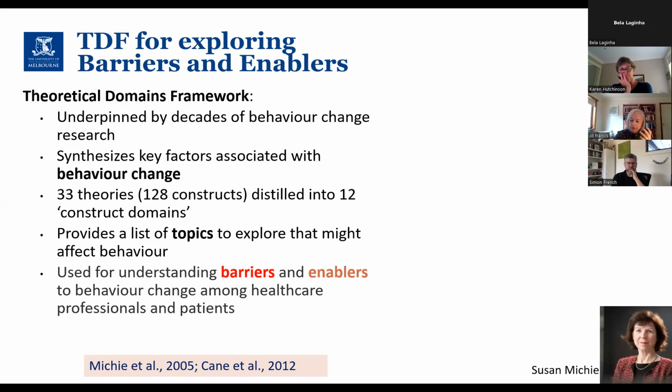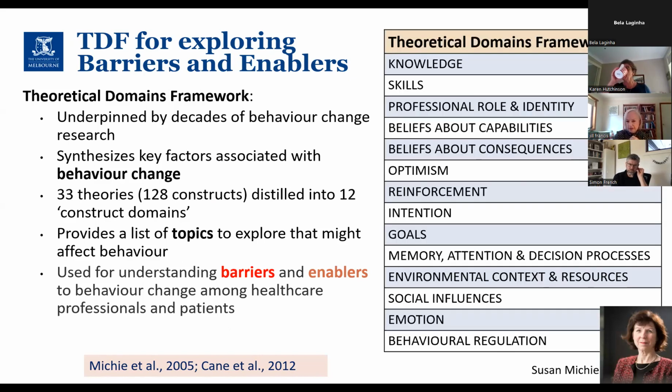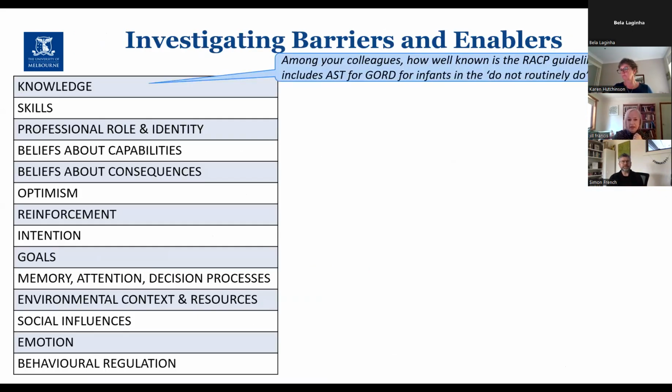It's got a very long history in behavioural science, based on 33 theories and 128 overlapping constructs that were originally distilled into 12 domains, now 14 domains in the updated framework. It provides a list of topics to explore that might help us understand barriers and enablers to performing the behaviour. Here are the domain labels, and here are the sorts of questions we might ask.